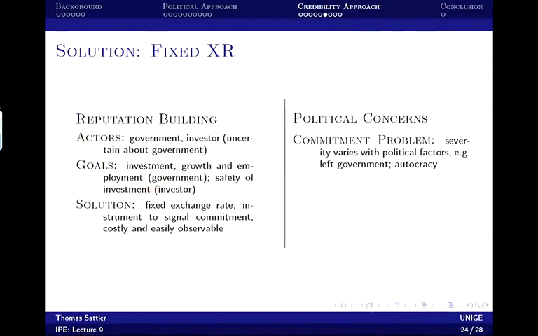Now here we're moving into an area where we get a different prediction from what we had before. Who's facing credibility problems? If you were an investor and you look at the governments of countries, where would you invest your money and where would you not invest your money?